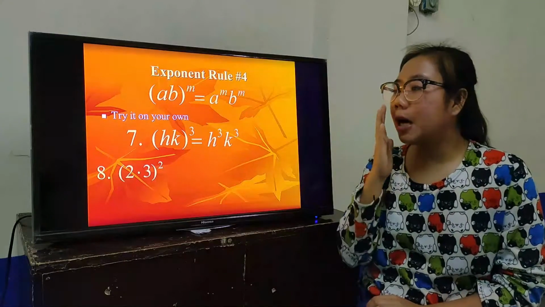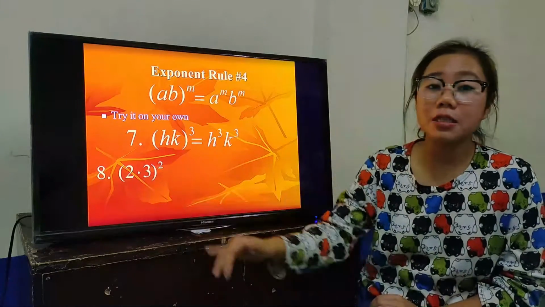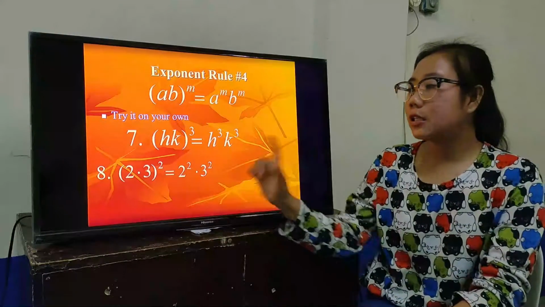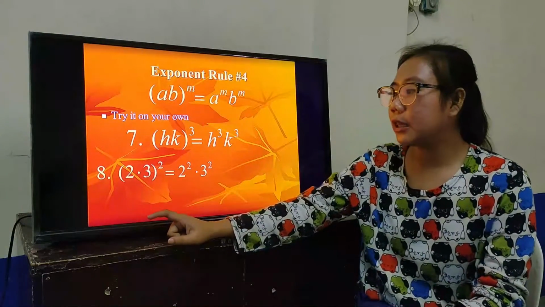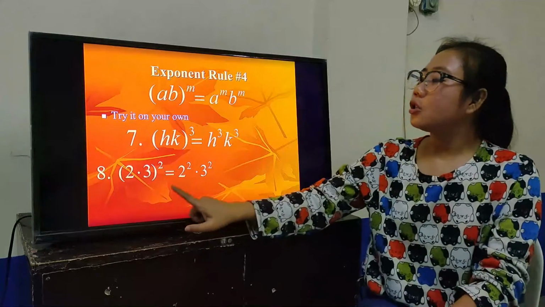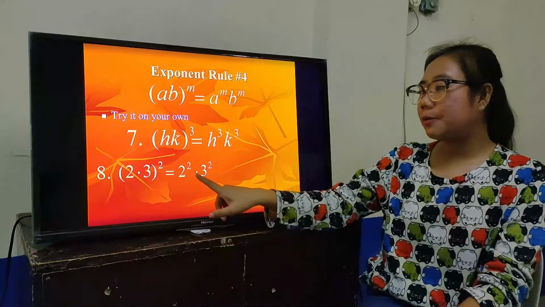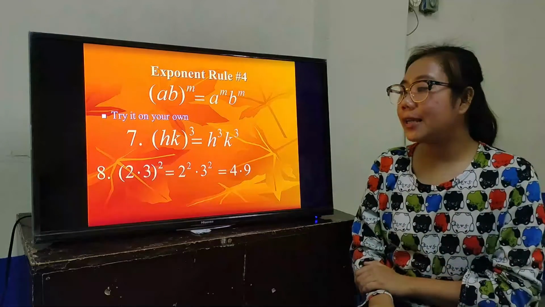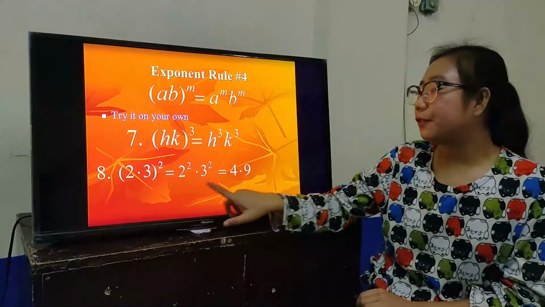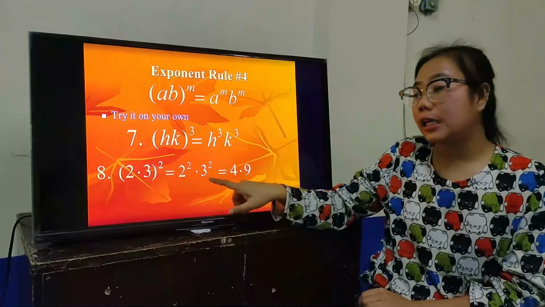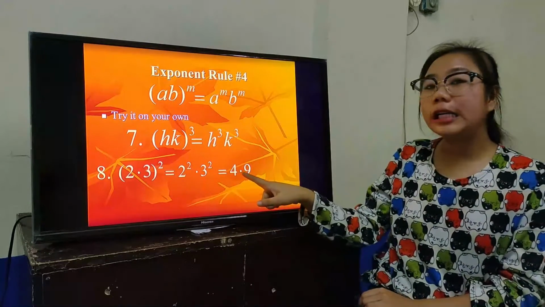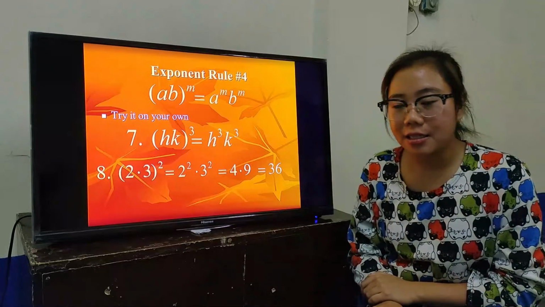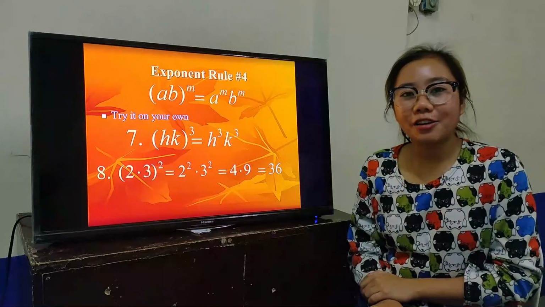Number 8, we have 2 times 3 to the power of 2. Distribute the exponent to every number. So 2 raised to 2 times 3 raised to 2. The answer is 2 times 2 is 4, 3 times 3 is 9. So 4 times 9 equals 36. Did you get the correct answer?